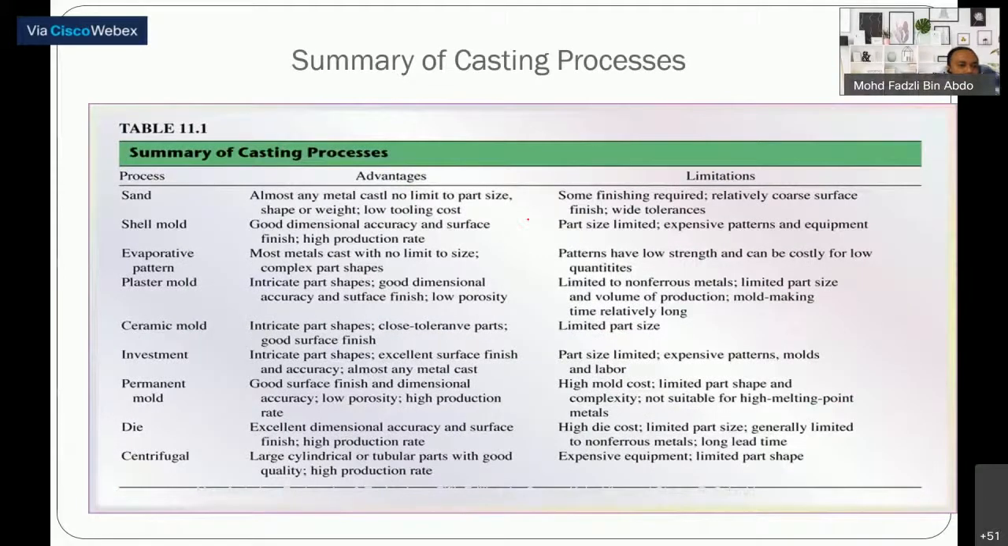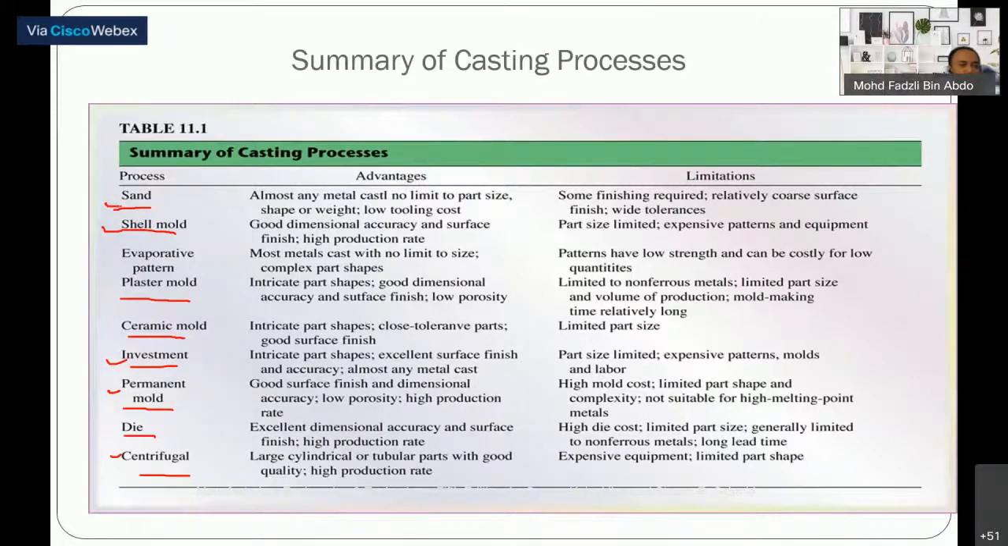Okay, this is the summary of the casting process. Kita ada banyak lah. Kita ada sand casting, kita ada shell mold casting, evaporative pattern, plastic mold, ceramic casting, investment, permanent mold, die, centrifugal. Okay. Ini adalah dia punya advantage dan juga limitation. Okay, ini adalah jenis-jenis casting. Yang mana yang ni proses-proses ni kita akan tengok kemudian lah. Yang mana kita akan tengok centrifugal, permanent mold, investment mold, and then shell mold dan juga sand casting.